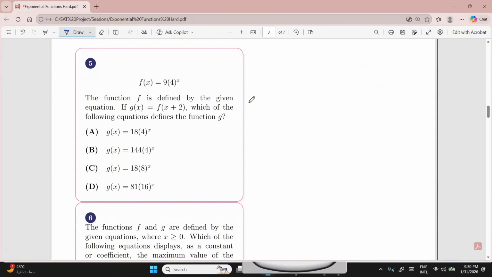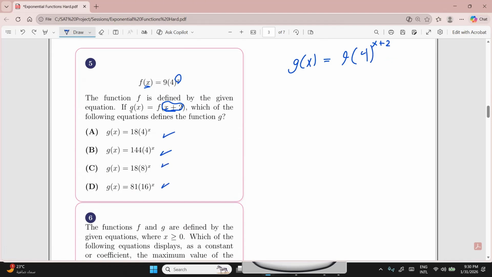Question number 5, we have this function here, and we have g of x is f of x plus 2. All of these are g, which means one of them is representing this one. But how can we write g of x here? Because g is connected to f. So g of x is equal to f of x plus 2. So just replace x by x plus 2. Instead of x, we write x plus 2, which means this should be 9 times 4 to the power of x plus 2. How can we get the one of these that is identical with this?